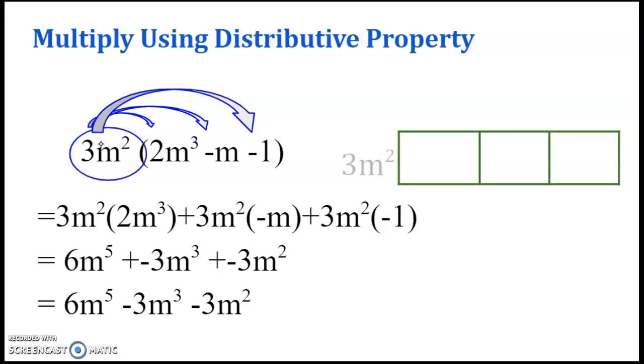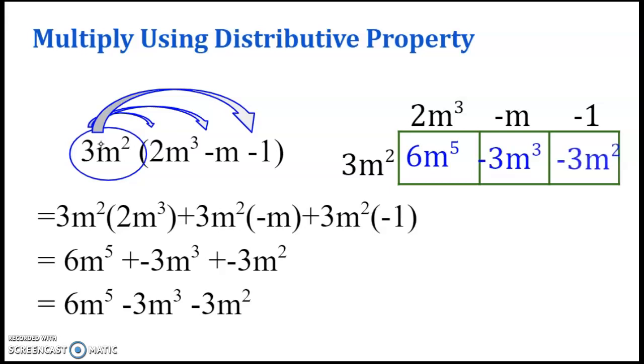And just like last year, we can represent this as an area model where you are multiplying 3m squared by 2m cubed minus m minus 1. So you multiply the first length to the first part of the length, that's 2m cubed, and you get 6m to the power of 5, and 3m squared multiplied by negative m, and you get negative 3m cubed, and then 3m squared multiplied by negative 1, you get negative 3m squared.